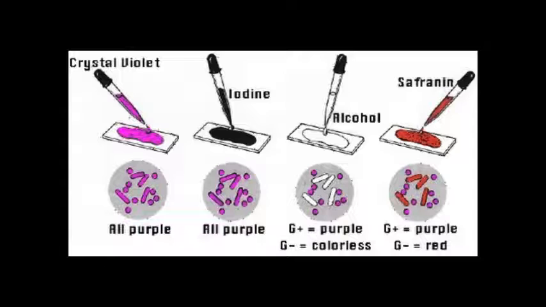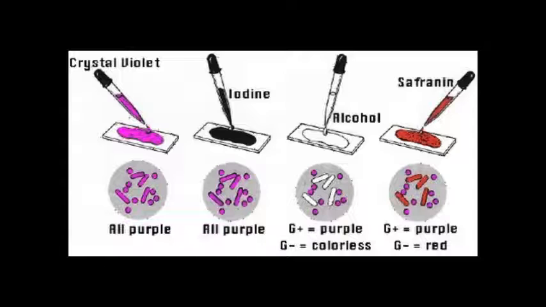From there, you would take the iodine vial, and then put some drops on your same spot. You'll let that sit for about 45 seconds to a minute. Then you would repeat the same process of cleaning it off with the distilled water.